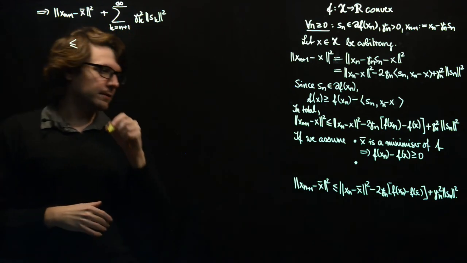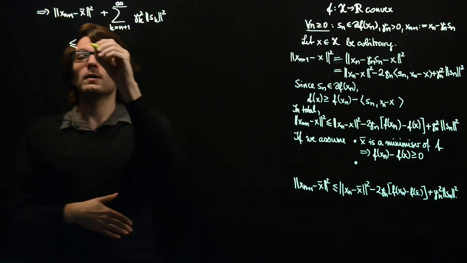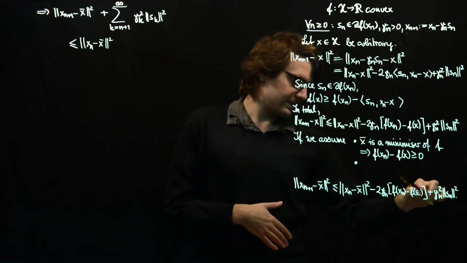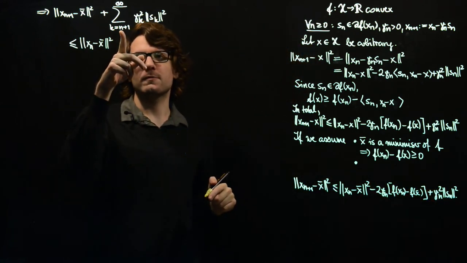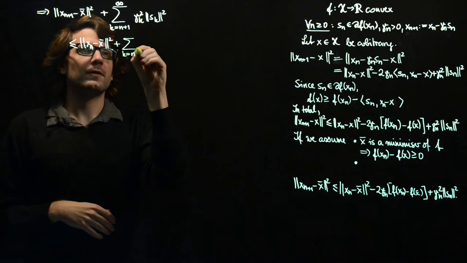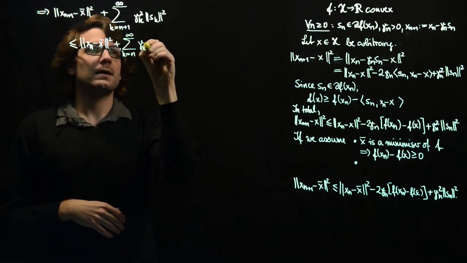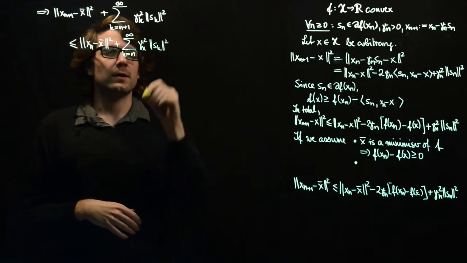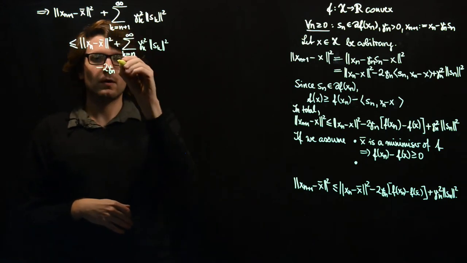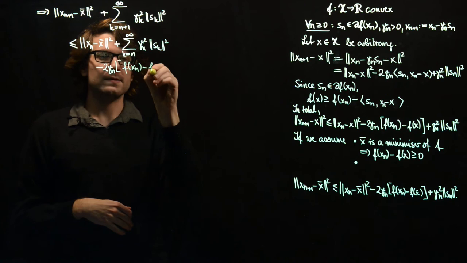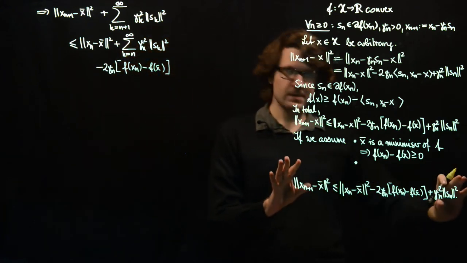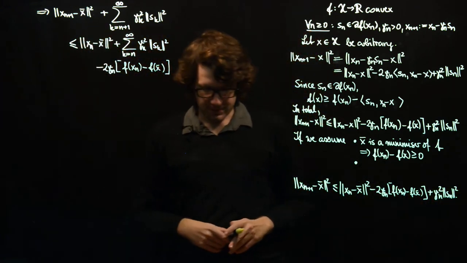So now that we have written this on the left-hand side, we also have to add this on the right-hand side. But as you see, we also have this term here, so we take the sum not beginning from n plus 1, but beginning from n. So we have the sum over k from n to infinity of gamma k squared norm of s k squared, and then we have minus 2 gamma n times f of x n minus f of x bar. Okay, so this is this inequality, but just with some extra terms.